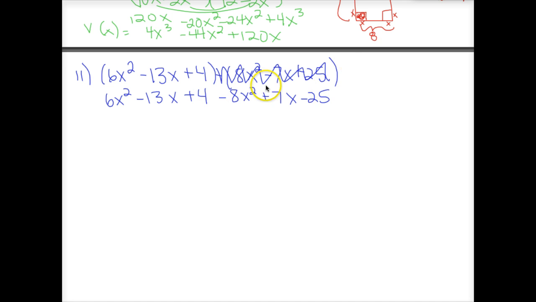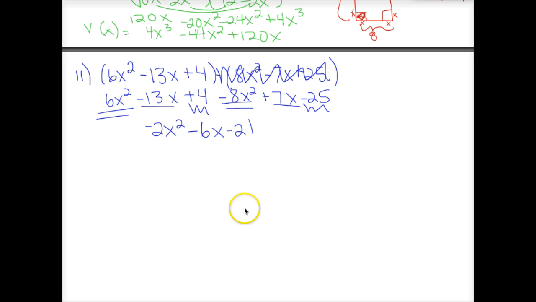Again, you can choose to do this vertically or horizontally. So if you want to line like terms up underneath each other and add, that's fine. If you want to identify the like terms like so and then add, that's fine as well. So regardless of which method you choose here, you should get negative 2x squared, you should get negative 6x, and then you should get negative 21. So that's your answer there.